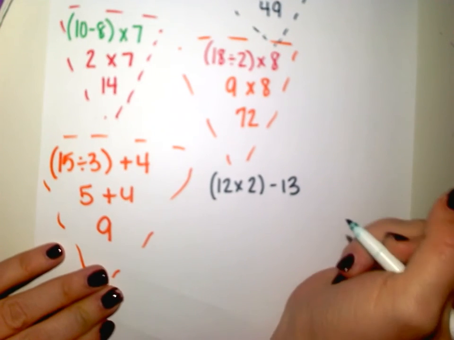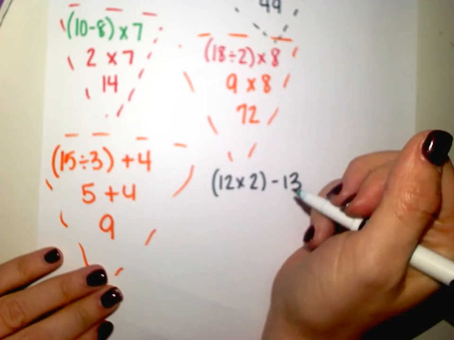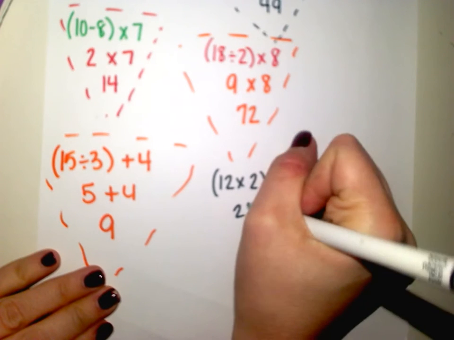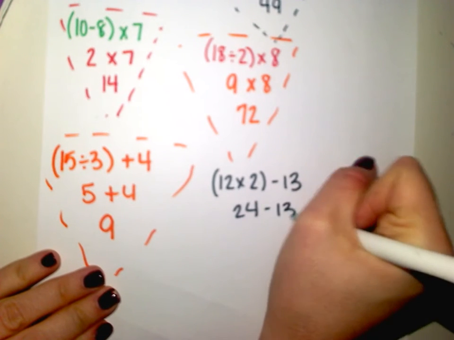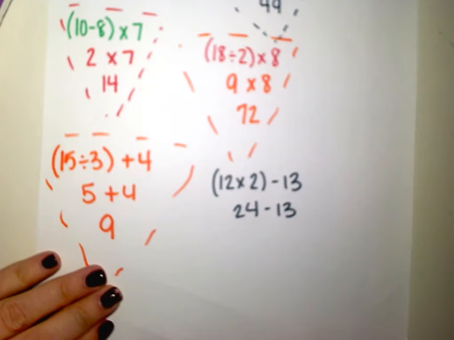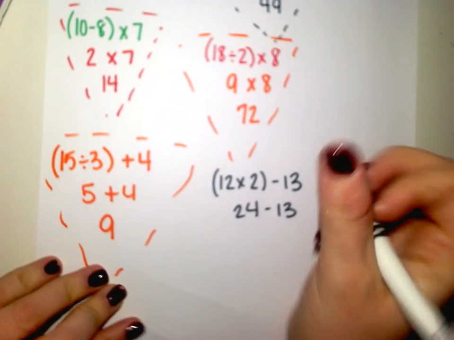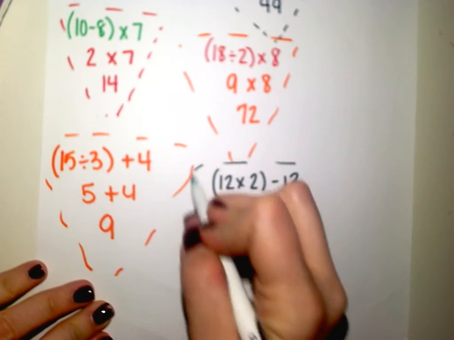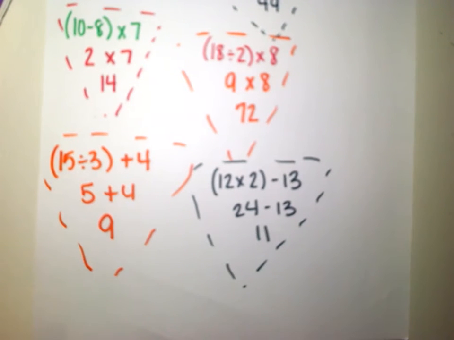So 12 times 2 is what, Olga? 24. 24, and 24 minus 13 is, Daniela? 11. Good, 11. 11 is our solution. We'll do 2 more like this.